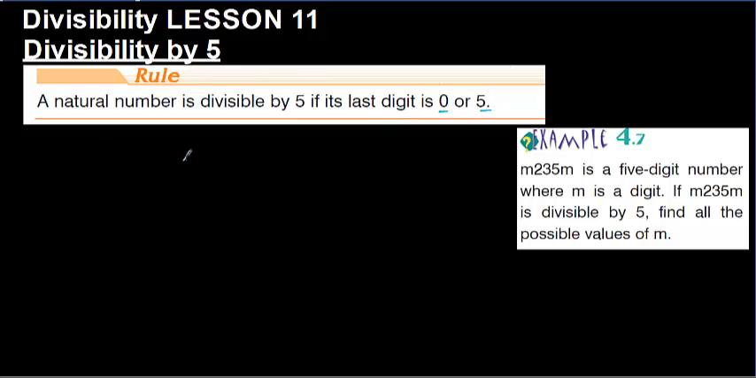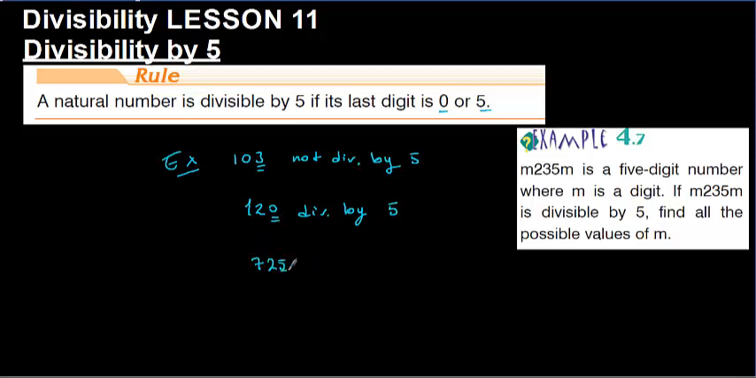If I give some simple examples, let's say 103 is not divisible by 5 because it's not ending with 5. Or 120 is divisible by 5 because it ends with 0. Or 725 is divisible by 5 because the number ends with 5.